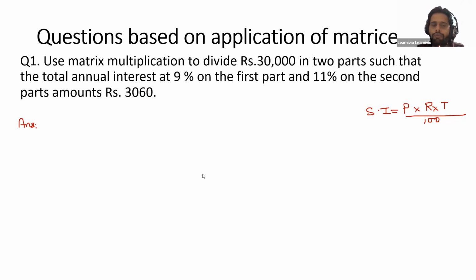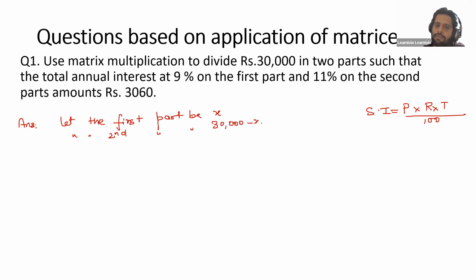So what we will do: let the first part be X, and let the second part be 30,000 minus X. We have divided this amount into two parts. First is X and second is 30,000 minus X. Now the rate of interest on the first part is 9% and on the second part is 11%.